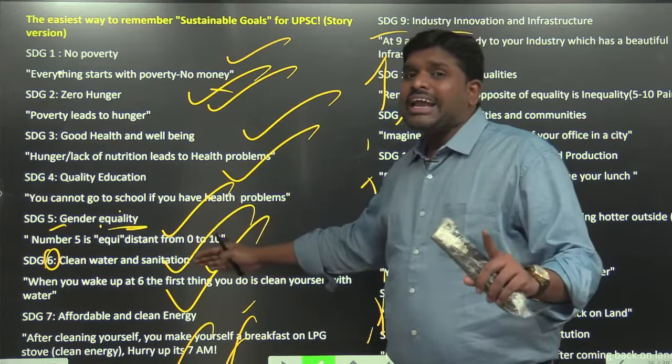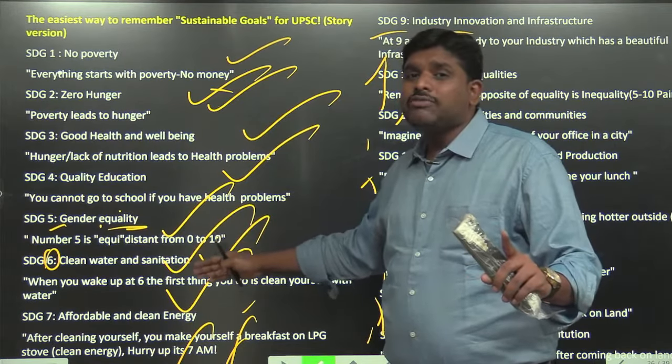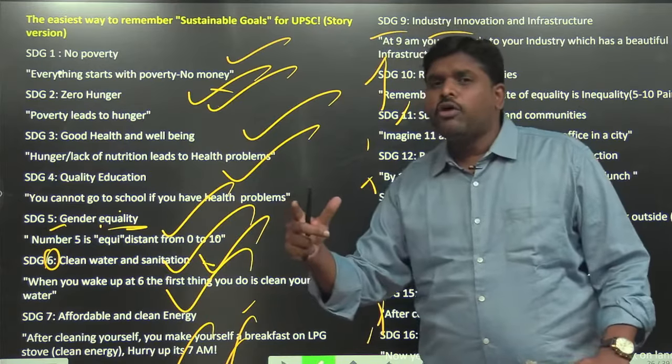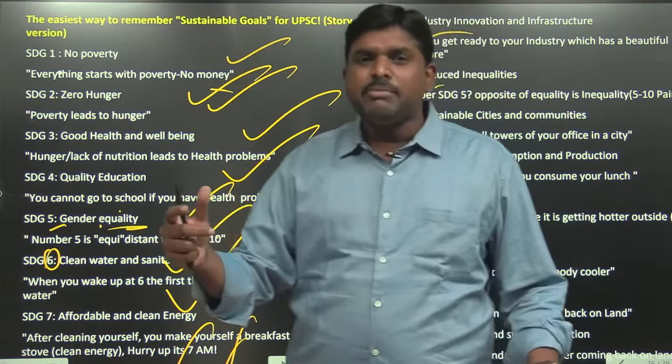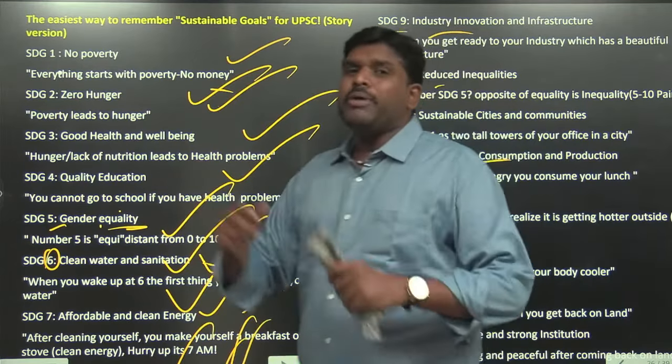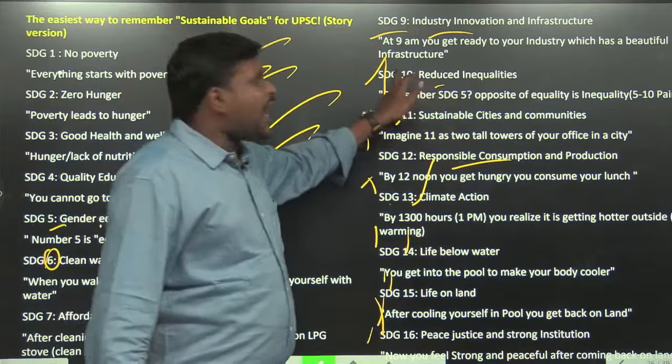6 o'clock, clean the body, clean water. 7 o'clock, go to office. Before going to office, I will make my breakfast, I will make my food. So clean and affordable energy. 8 o'clock, what? I am going to my economy, decent work. 9 o'clock I went to my office.